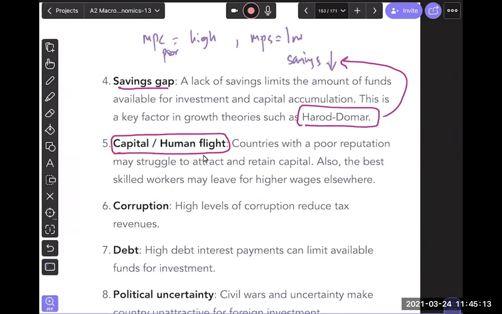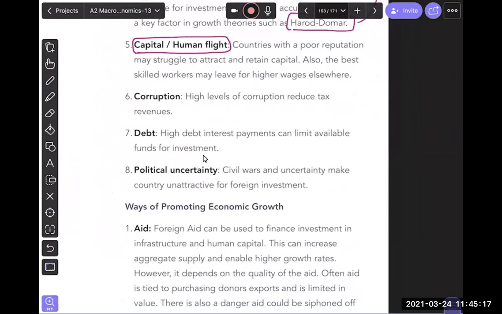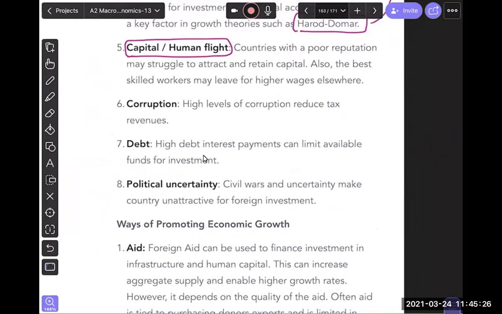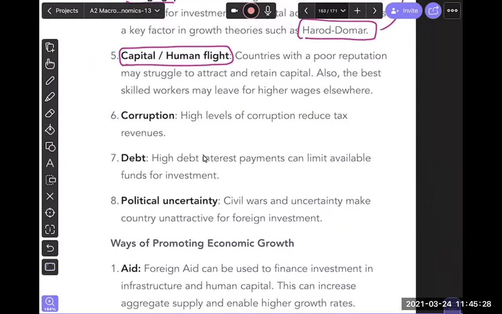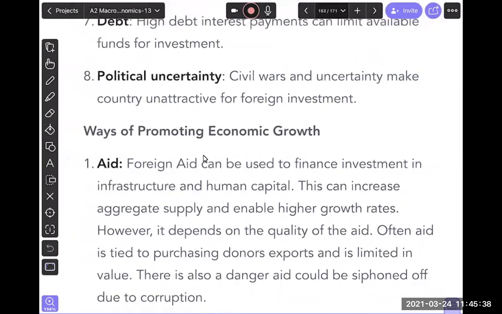And next is, of course, corruption, which is also high in developing countries. Debt is also high in developing countries. Political uncertainty is another problem that becomes a serious issue for developing countries. So, developing countries actually suffer from lack of growth because of these reasons. Make sense, guys?